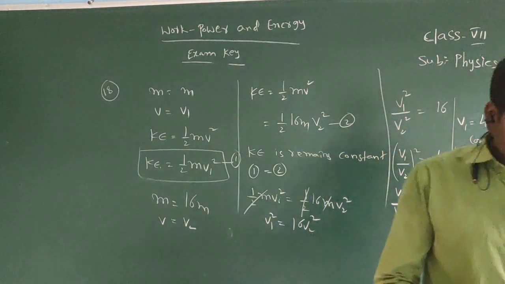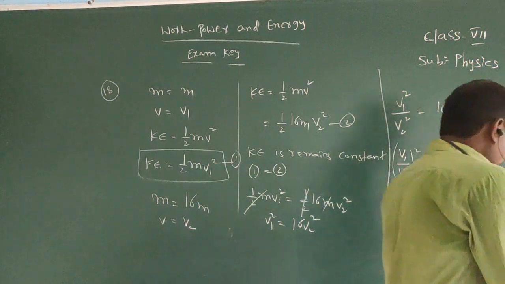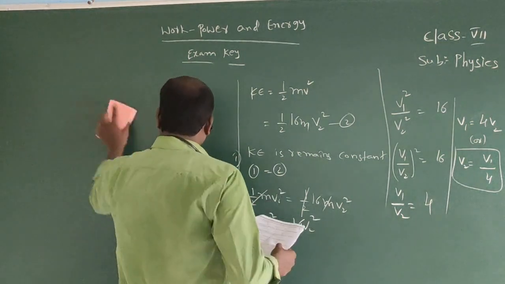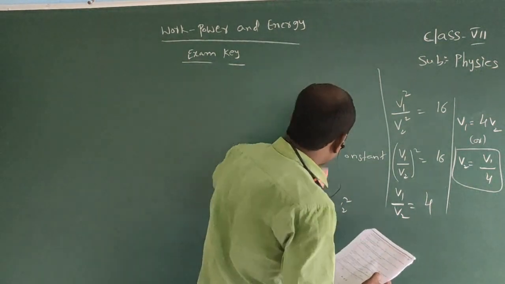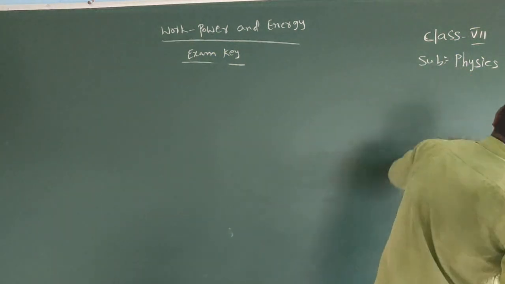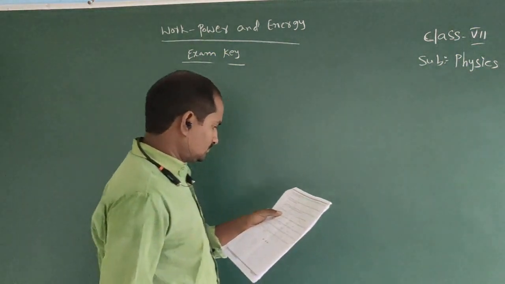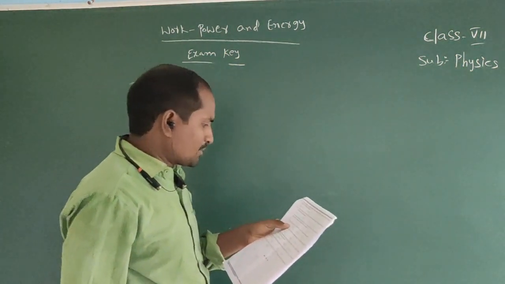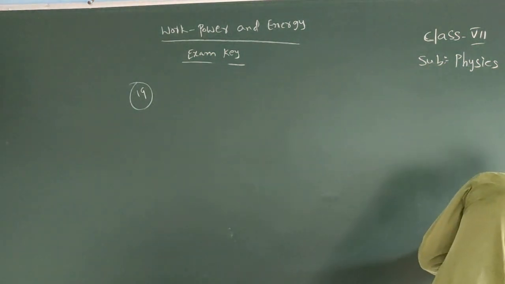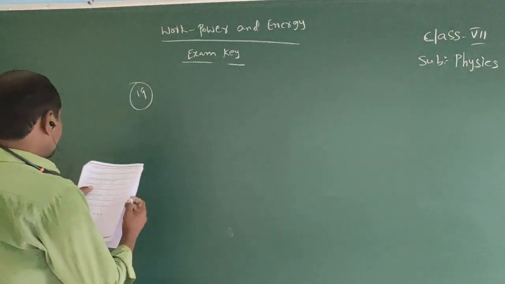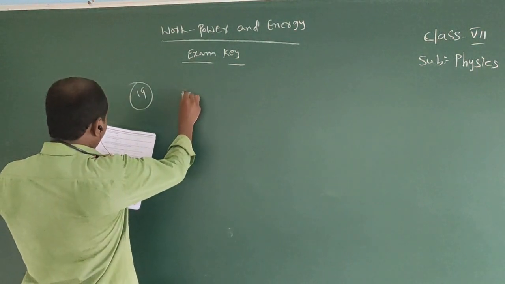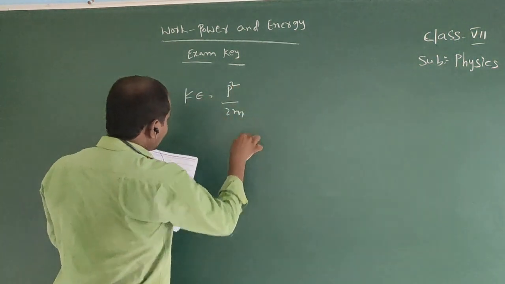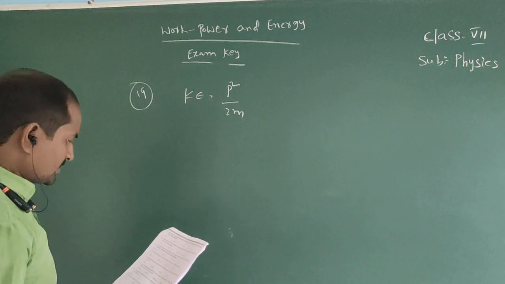Now 19th one. If the kinetic energy of a body is doubled, then what is the change in momentum? So, the relation between kinetic energy and momentum: here K equals p square by 2m. It is the relation between kinetic energy and momentum.